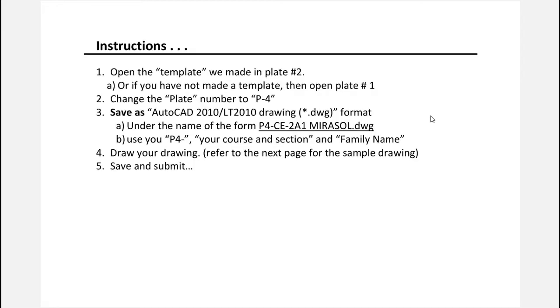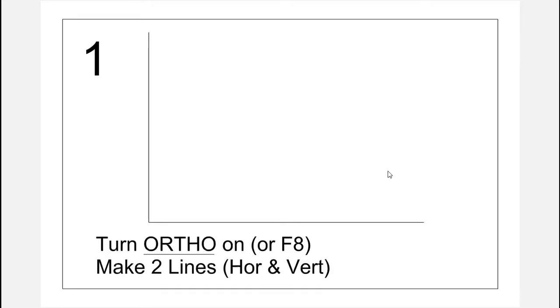Instructions. As we did in the previous plate, we opened our template, plate number 2, and we use that. Then we change the name to P4. We save it as an AutoCAD DWG file under the name P4, CE, and your family name. So we draw the drawing and you save and submit. Okay, these are the steps.